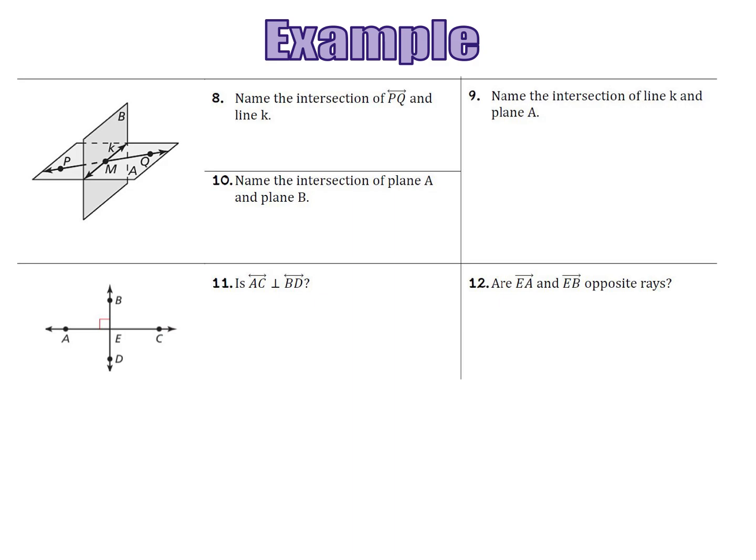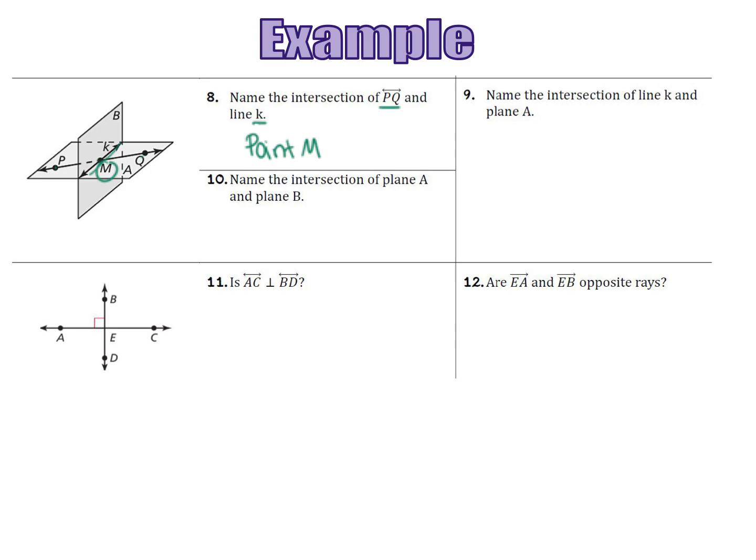Number 8 says name the intersection of the line PQ and the line K. Well, here's PQ and here's K, and it looks like they are intersecting at point M. Number 9 says name the intersection of line K, so the line we were just looking at, and plane A. Line K and plane A are also intersecting at point M. Number 10 says name the intersection of plane A and plane B. The 2 planes are intersecting at a line. They are intersecting at line K.